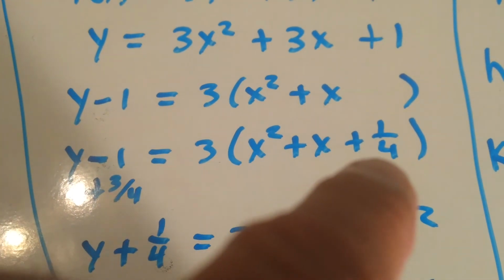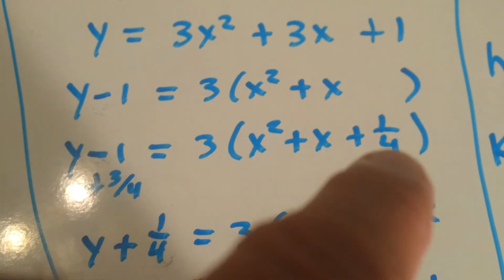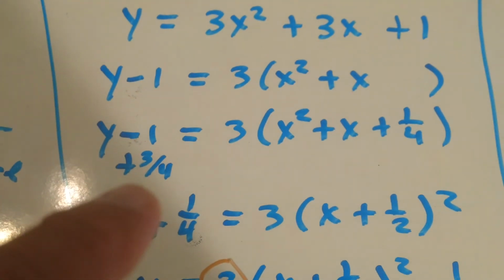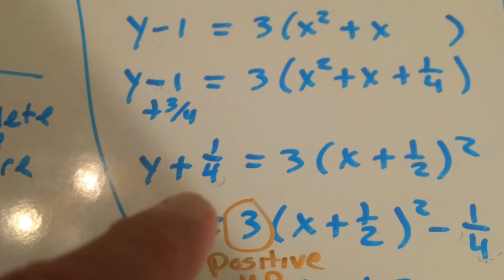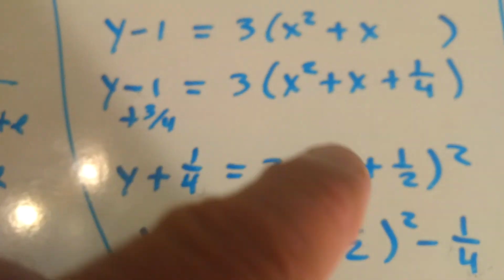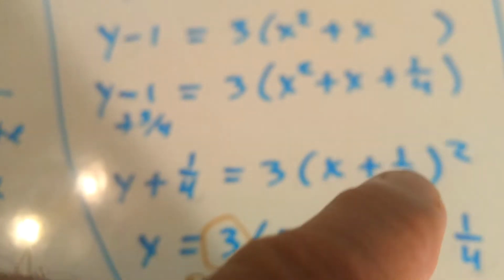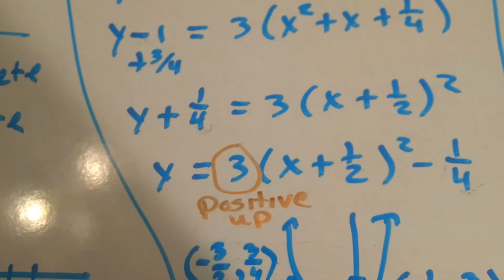But I didn't just add 1/4 to this side, I added 3 times 1/4, which is 3/4. That's the reason I have to add 3/4 to the other side. That gives me y plus 1/4 with the 3 out front. Square root of this is x. Keep the middle sign, which is a plus. Square root of 1/4 is 1/2 squared. Then I can subtract the 1/4 over.